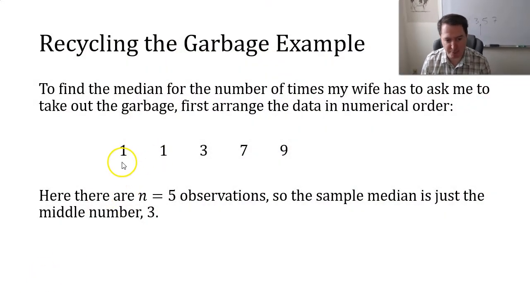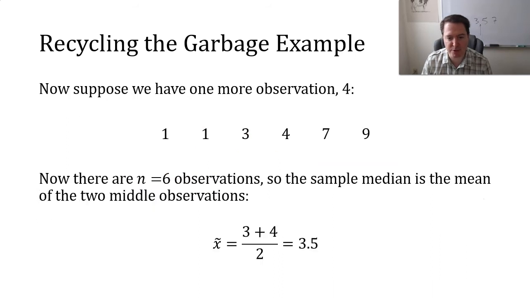Okay, so anyway, I put these in numeric order, 1, 1, 3, 7, 9, right? That goes from smallest to largest, and 3 is the number right in the middle where I've got two values that are less, two values that are more. So sample median here is easy to find. Now let's say there was one more observation, a 4, right? And again, I've put that in numeric order. Well, now 3 and 4 are the two values in the center here, and I've got to average those two. So when I do that, that's just adding them and dividing by 2. I get 3.5. So 3.5 would be my median for this data set.